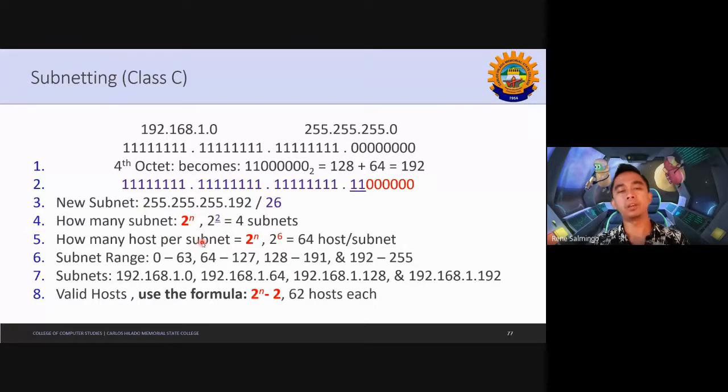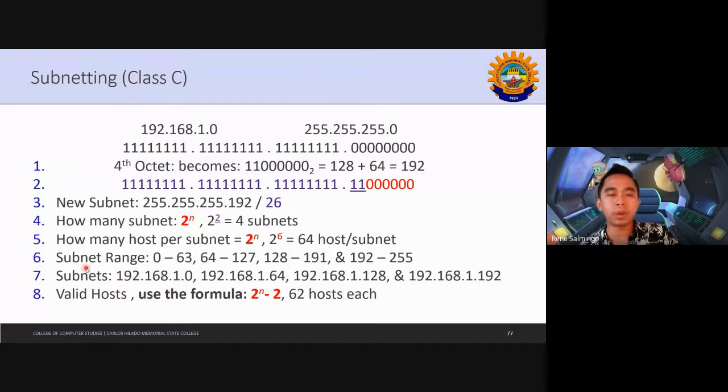How many subnets will you have? You have two ones, so 2 raised to 2 gives you 4. In this case, you have 4 subnets. And how many hosts per subnet will you have? You have 2 to the n, where n is 6, so 2 to the 6th gives you 64.